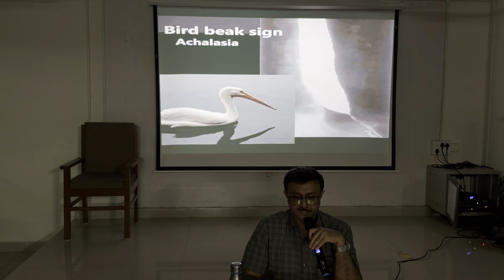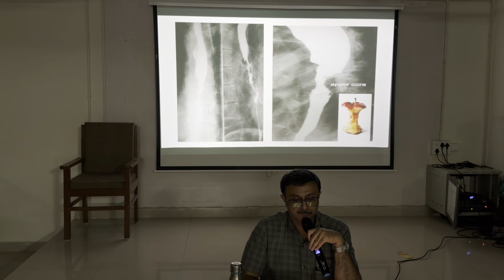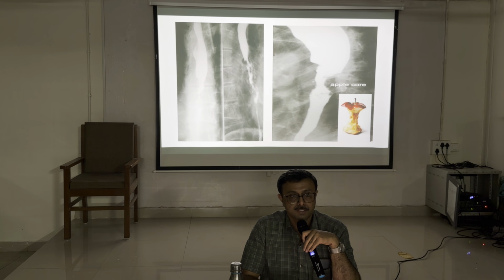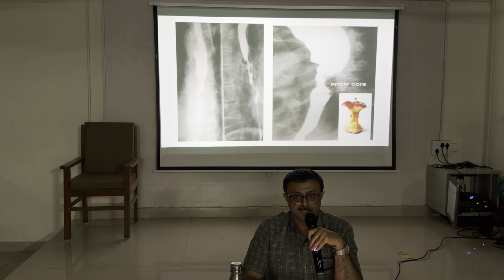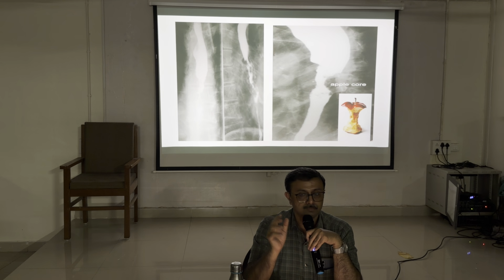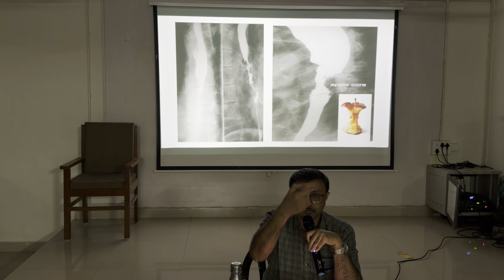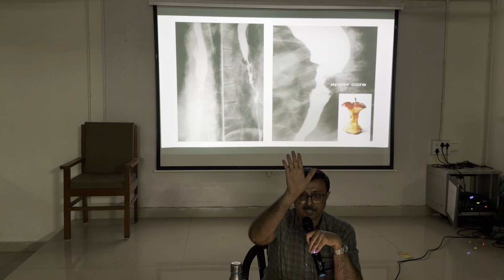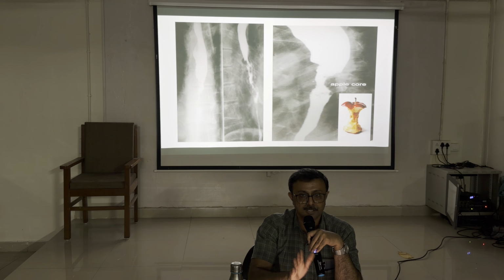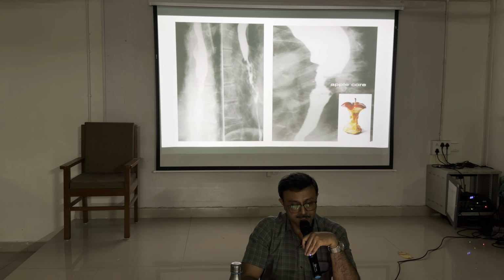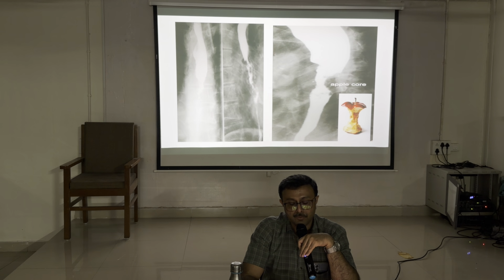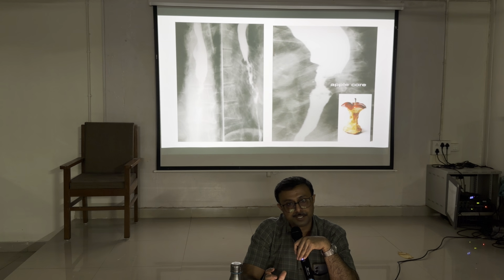Bird beak sign, again achalasia cardia. Apple core appearance: it is a growth in the esophagus, a circumferential growth, which makes the lumen narrow. But when you see it in two dimensions, it will look like an apple core. It is just narrowing the lumen. So this is again narrowing the lumen, and achalasia cardia is also narrowing the lumen.